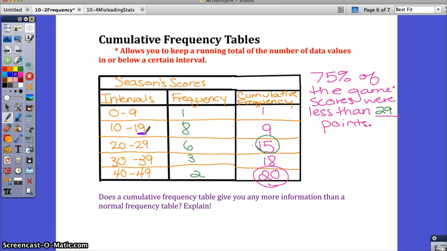So to summarize what we just talked about there, in the space below, does a cumulative frequency table give you any more information than a normal frequency table? Just a little bit. Where is it helpful? Explain that down here, and that's what I just talked about with this percent example and why I circled the last number in the cumulative column. Then you're ready for your quick check.